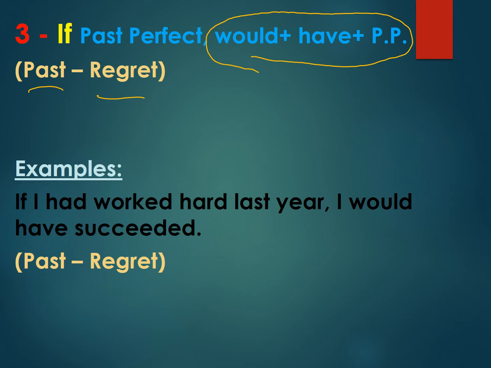Okay, let's see the example. If I had worked, this is past perfect. If I had worked hard last year, I would have succeeded. Would plus have plus past participle. If past perfect, would plus have plus past participle. And of course, I speak about the past. This is a past situation, and it expresses regret, of course.